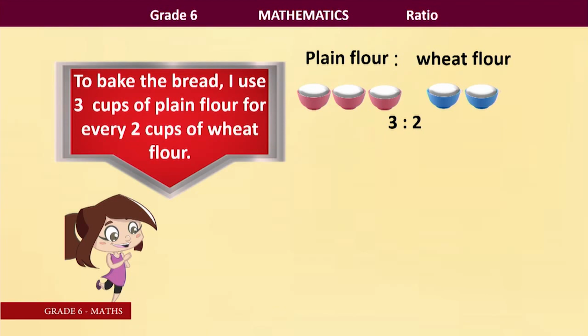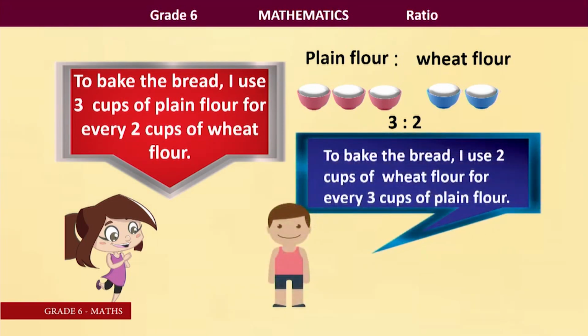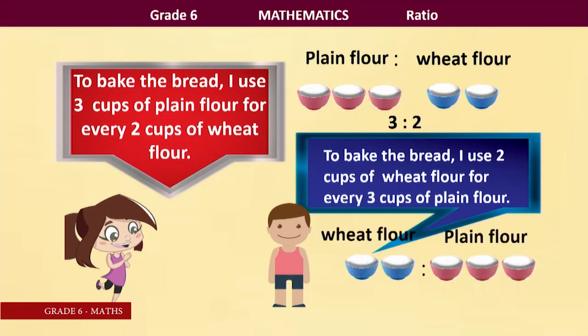Now, there is another small boy. Let's name him Tashi. He says, to bake the bread, I use 2 cups of wheat flour for every 3 cups of plain flour. Now, how we can write down the ratio? Wheat flour to plain flour. I use 2 cups of wheat flour for every 3 cups of plain flour.